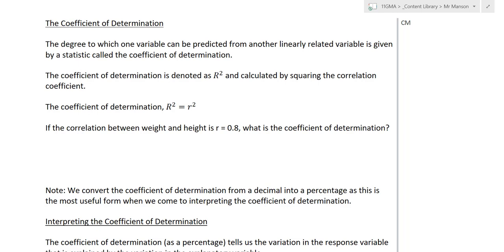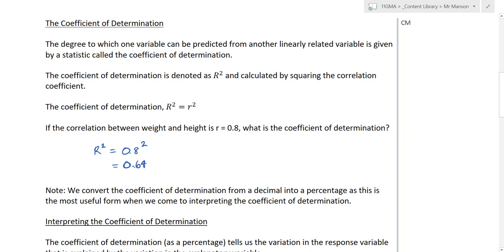Here's an example. The correlation between weight and height is 0.8. There's no more context than that. What is the coefficient of determination? Anybody know? 0.64, perfect. So 0.8 squared. And so the statement here would be there's a 64% connection between those two variables.